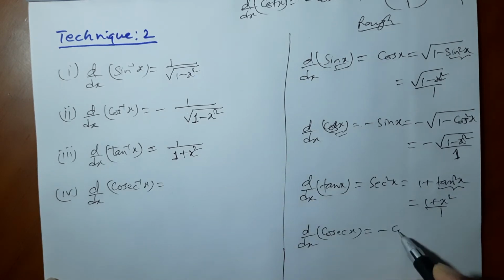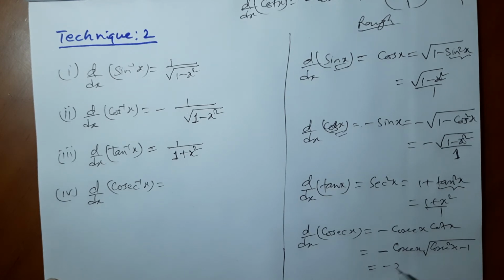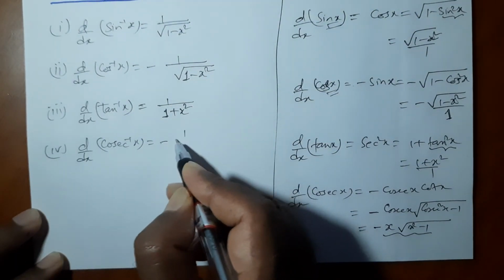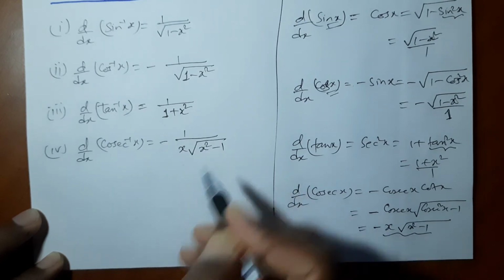x, that will be minus cosec x times cot x. Okay, and then here minus cosec x as it is, let us write, and then cot x, you know that cot x formula is root over cosec square x minus 1, and replace this cosec x by x, so minus x, and this is root over x square minus 1. From the cosec x derivative we got minus x times root over x square minus 1, but we need cosec inverse x derivative, so take the reciprocal of this. If you take the reciprocal, then it will be minus 1 over x times root over x square minus 1.